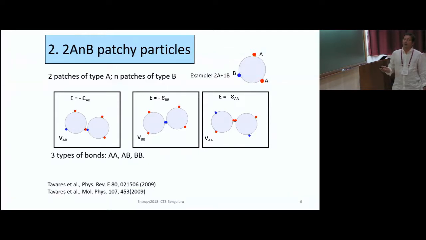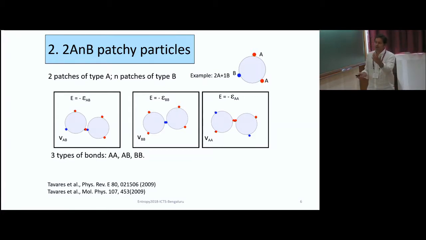So we have, again, hard spheres, and we have several patches, but now the patches are of 2 types. So we have 2 patches A, and you have patches B, well, I don't know, N patches. So here is an example with a patch B. And so what happens immediately here is that you increase the number of parameters of your model. So now, instead of having one energy scale and one, say, length scale or bonding volume, you have three types of bonds, AA, AB, and BB. So now you have three energy scales, and you have three bonding volumes. And you can play with these parameters and see what happens.